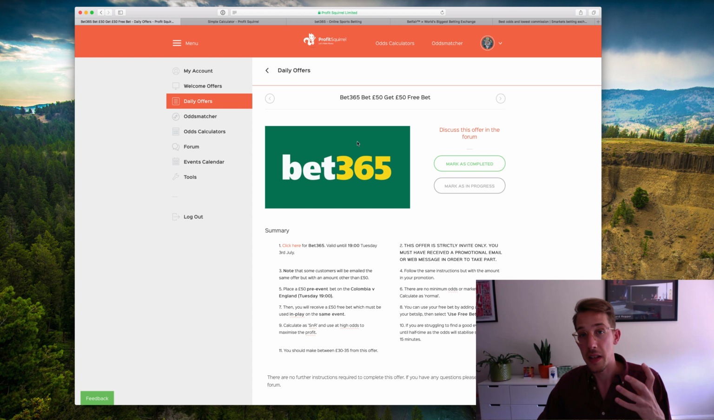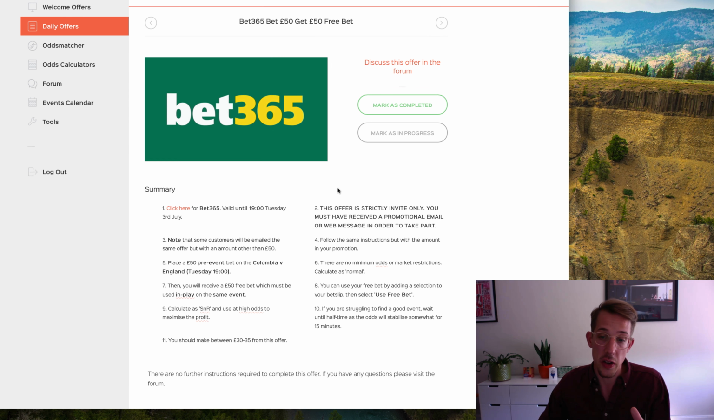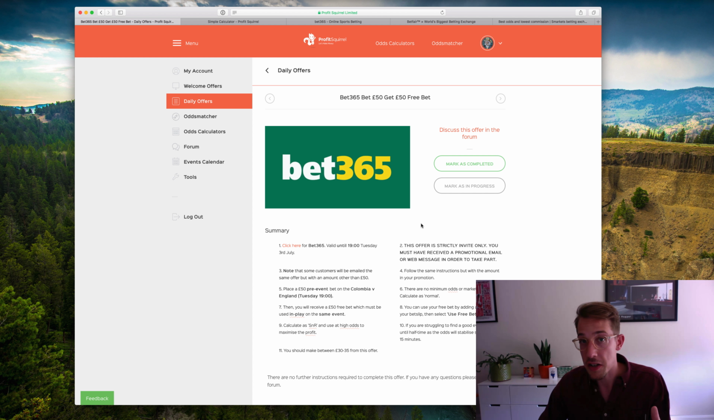So the first step is to place the qualifying bet, which I must do pre-event. This event starts Tuesday 7 p.m. and as long as I get my bet on with the bookmaker before that time, I'll be fine and I'll qualify for this offer. Always double check the eligible markets. In this case, there are no market restrictions or minimum odds restrictions as well, but that's something you always want to check for the qualifying bet and for the free bet as well, because some of them will say you have to use it on the first goal scorer market, or the match odds market or something like that. But this one is exceptionally good because there's no real restriction there as to what you can do.